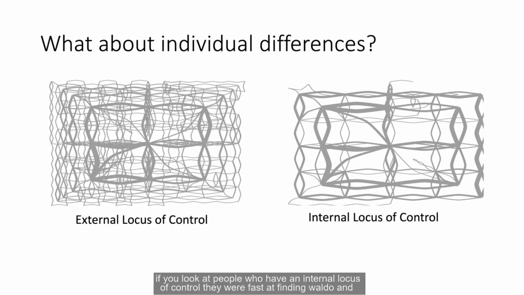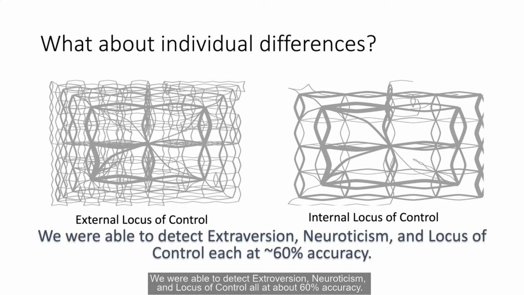On the other hand, if you look at people who have internal locus of control, they were fast at finding Waldo, and they would operate at a higher zoom level and only zoom in when they think they found Waldo. We were able to detect extroversion, neuroticism, and locus of control, all at about 60% accuracy.